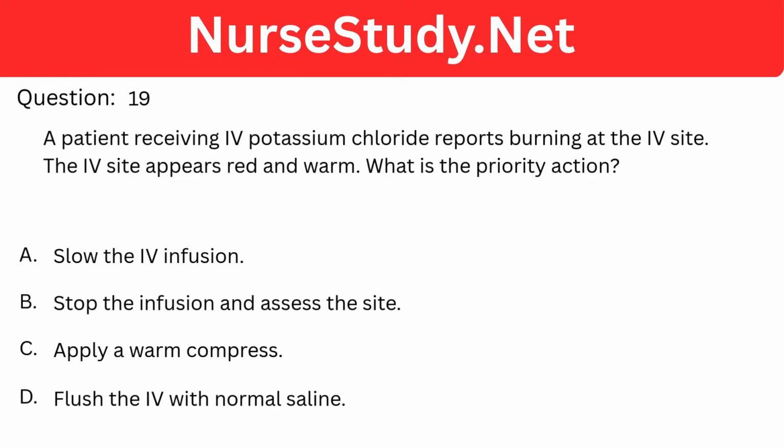Question 19. A patient receiving IV potassium chloride reports burning at the IV site. The IV site appears red and warm. What is the priority action? A. Slow the IV infusion. B. Stop the infusion and assess the site. C. Apply a warm compress. D. Flush the IV with normal saline.